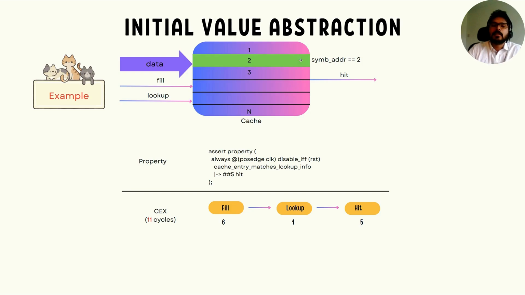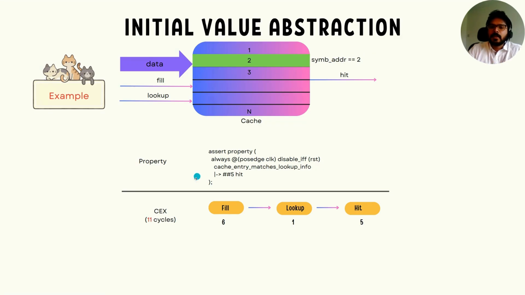I have already discussed the concept of symbolic variables, so I'm assuming you know them already. So let's say there is a lookup that matches the entry to the data stored in the symbolic address. So this will lead to this particular signal, cache matches lookup info, going high. In that case, cache should report a hit after say 5 clock cycles. This 5 is a random number that I chose. It will vary based on the design.